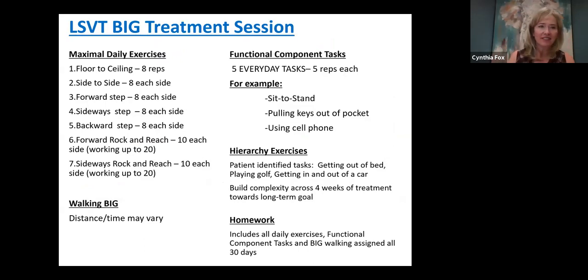So the first half of the session is spent on daily exercises. The first two are what we call sustain. So just like we hold, we get to the final position and we hold those for a count of 10. The next three exercises are directional. So with the voice, we go high and low. With LSVT BIG, we're doing a forward step, a backward step, side to side steps. The last two exercises, 6 and 7, are unique to LSVT BIG.